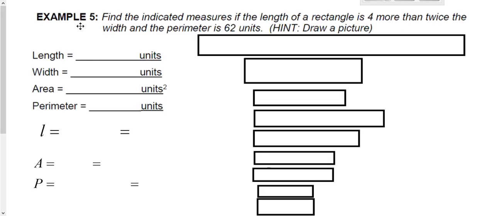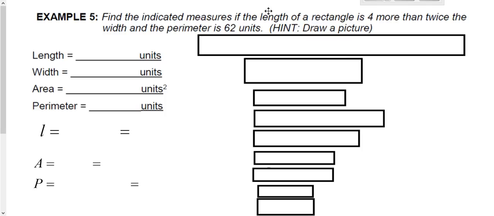Right, part 5 here. Example 5. Find the indicated measure in the length of a if the length of the rectangle is 4 more than twice the width and the perimeter is 62. So hint, draw a picture. I didn't draw a picture on this one. I don't know why, because I went right to the words.